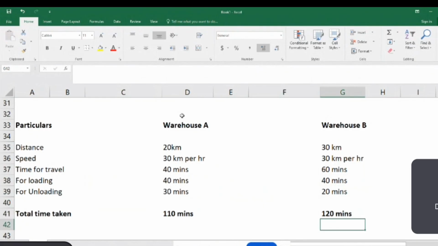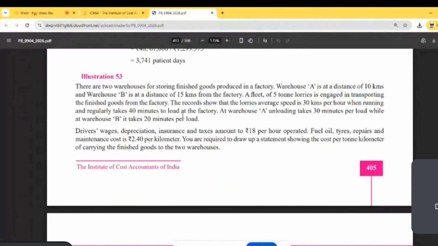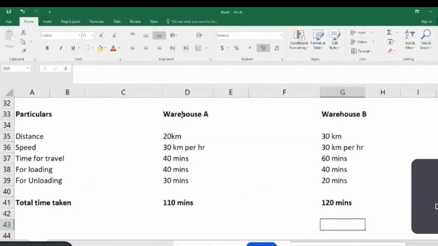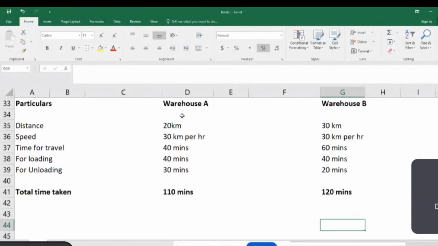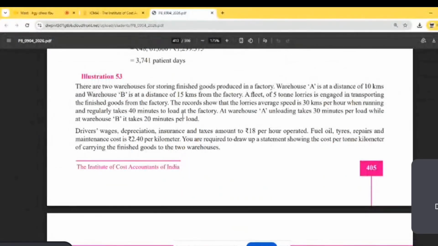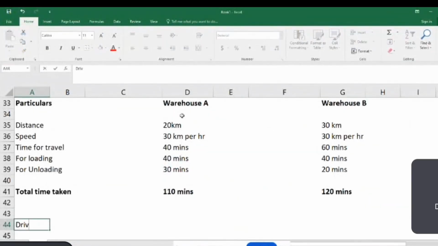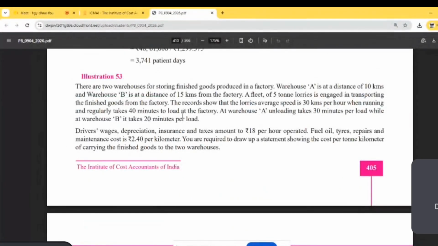Then what they are telling, there are two types of cost. Driver wages and depreciation cost you are incurring, and fuel, oil, tires, repairs, maintenance expenses you are incurring. So those costs we have to apportion. So driver wages, that cost, what they are telling, is rupees 18 per hour operator.